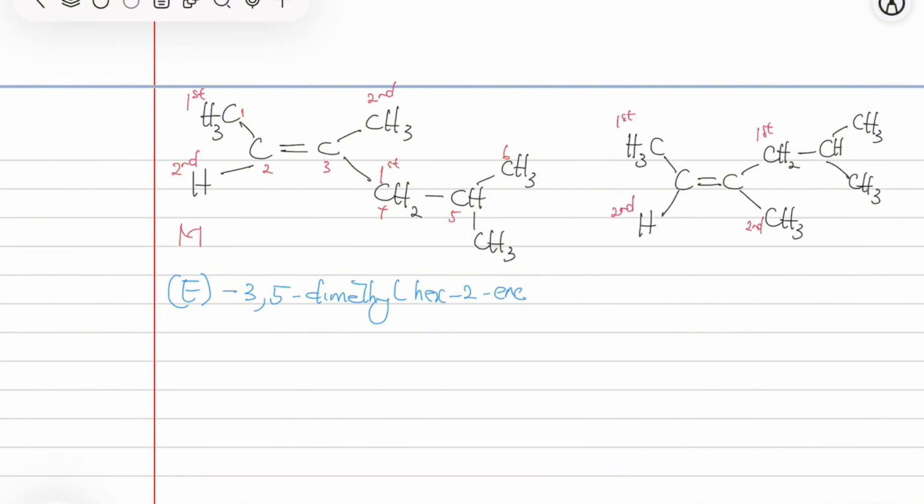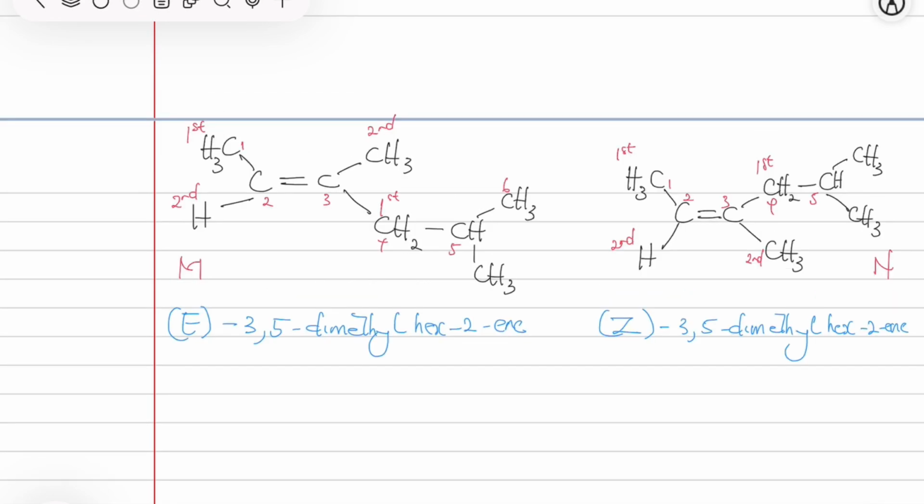is assigned priority 1. So in E nomenclature, if the highest priority groups attached to carbon number 2 and 3 are in opposite directions, then it is E. But if the highest priority substituents attached to carbon number 2 and 3 are in the same direction, then it is Z. Therefore, compound M is named as E because the highest priority groups on carbon atoms 2 and 3 are opposite to each other. That is why it is called E.